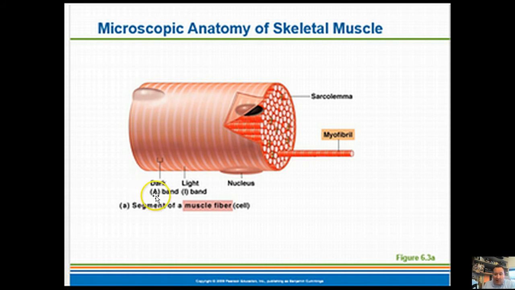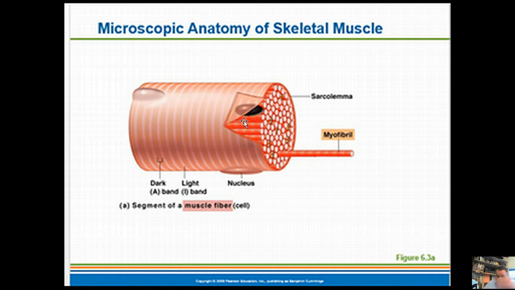A dark band is called an A band. A light band is called an I band. If you look at the second letter in the word dark, it's A. So we have an A band. The second letter in the word light is I. So we have a dark band and we have a light band. So dark and light bands are the two types of banding patterns that we see when we take a look at this actual skeletal muscle itself.